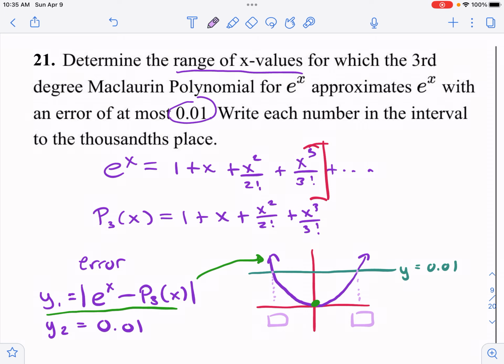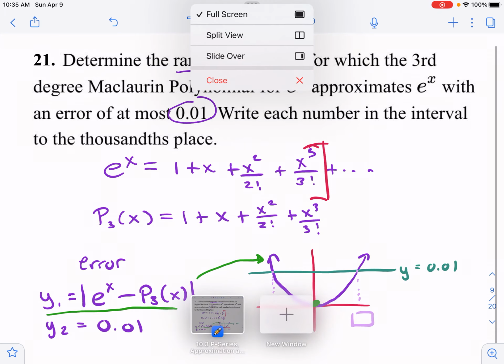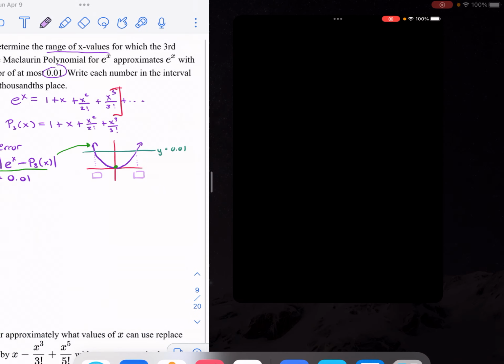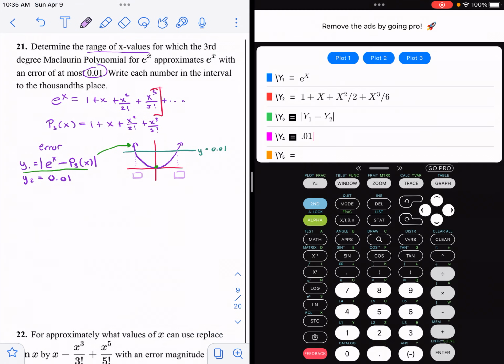Okay, so I've already got it set up. Let's just go to the calculator, split view. Okay, so look, the way I do it is I break it up. I got the function, I got my polynomial, and then I've got the error in y3, and then I've got 0.01 in y4. I unhighlighted y1 and y2 because I don't want to see those graphs. I just want to refer to them to graph this.